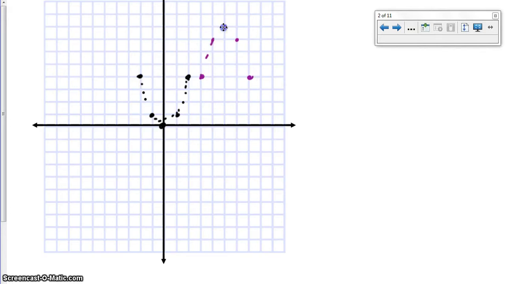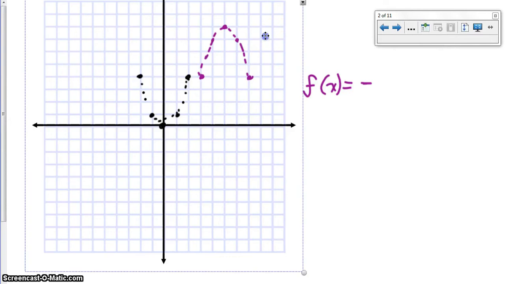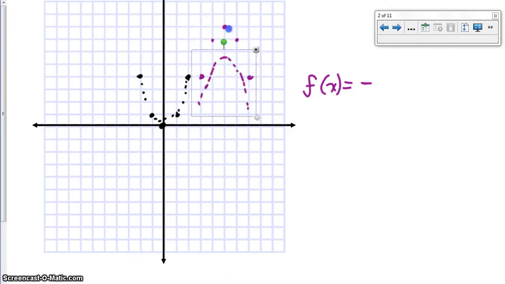Well, that's the regular parent function, except I've made a couple of changes to it. Let's see what kind of changes Mrs. Rose has made to that. The first thing that she did was she definitely reflected it over the y-axis. Okay, she reflected it over the y, but then she moved it too. She moved it 1, 2, 3, 4, 5. She moved it over 5.